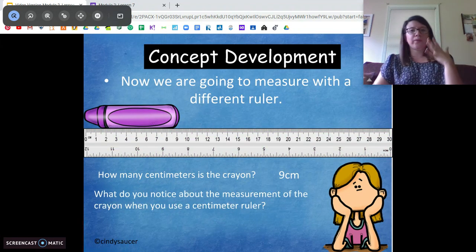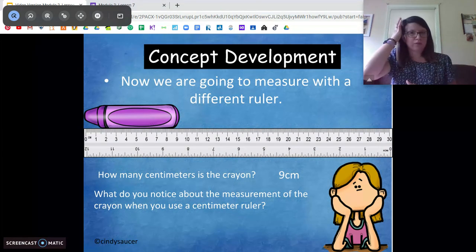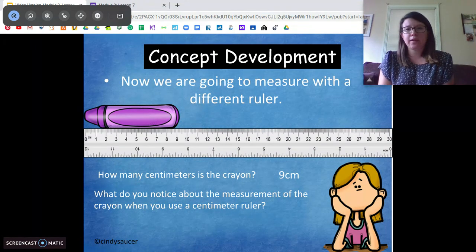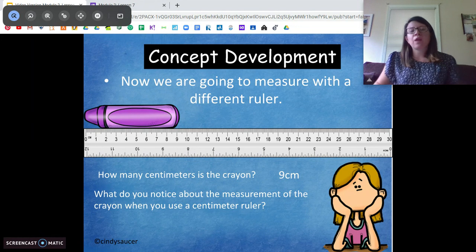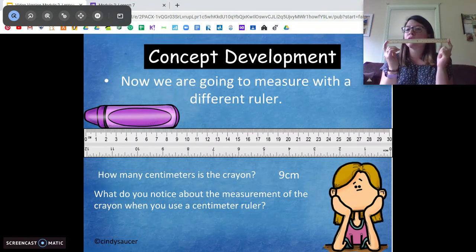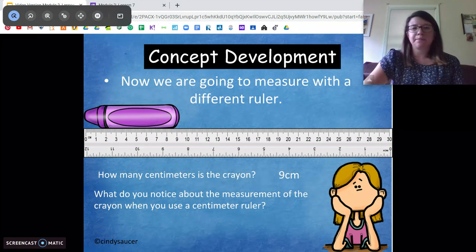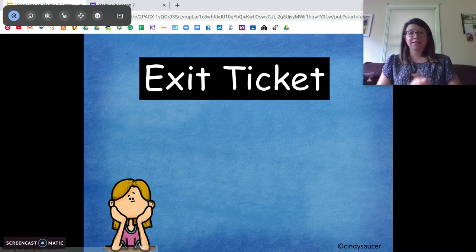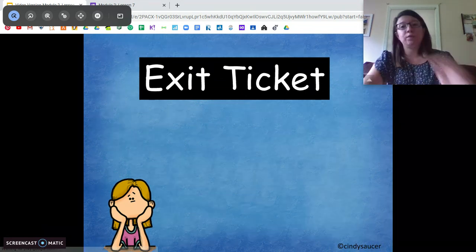So which one do you think is more accurate? Which one do you think you'd get a better result with? The ruler, you're right, because every time you measure with a ruler, no matter the type of ruler, even if it's a different ruler, it's still going to be the same measurement. Awesome.